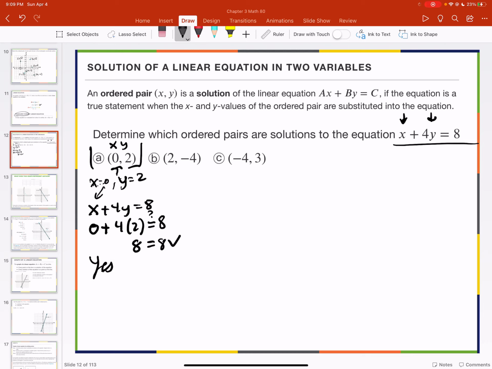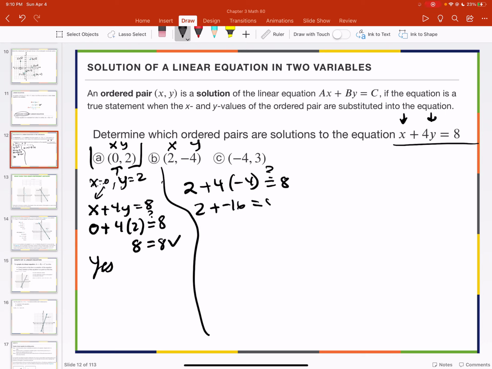So yes. Okay, how about B? Same equation, 2 plus 4 times negative 4. Is that going to equal 8? That's the question. And you have 2 plus negative 16. It's looking like a big heck no, right? So we have negative 14. This definitely does not equal 8. Not today, at least. So that is a no, not a solution.